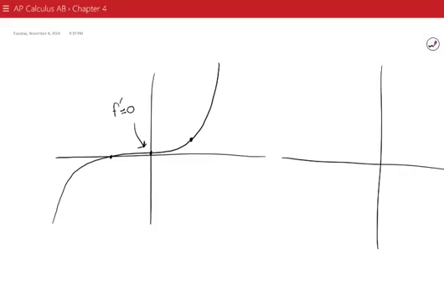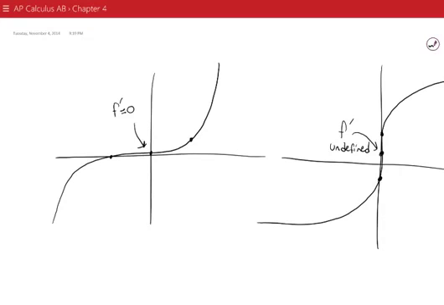Another example would be a function that looks like this. So in this case, the derivative would be undefined. And so the first derivative test suggests that we have critical points when the derivative is undefined. But again, in this case, we don't have a min or a max because the function is increasing and decreasing on one side or the other.